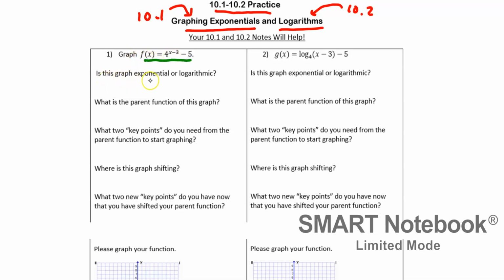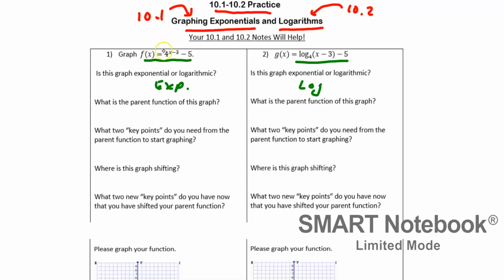First I ask, is this graph exponential or logarithmic? Well, if we're raising something to a power, this particular one is exponential. However, number 2, given this function, because you see a log in the problem, this one is logarithmic. The second question asks, what is the parent function of this graph?